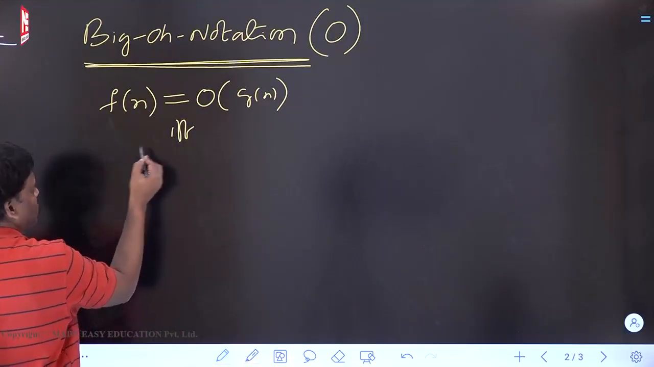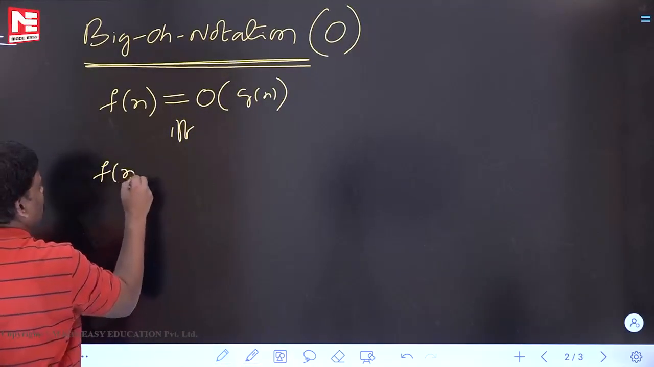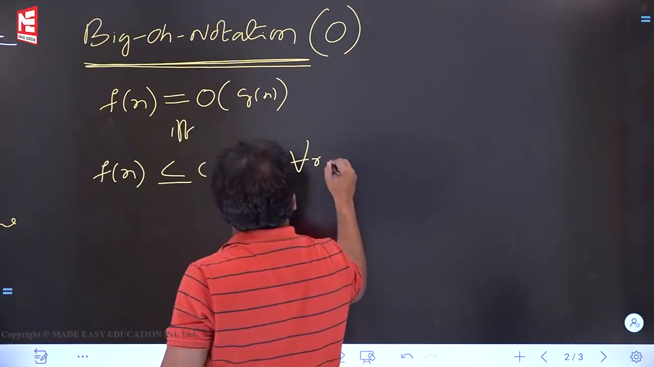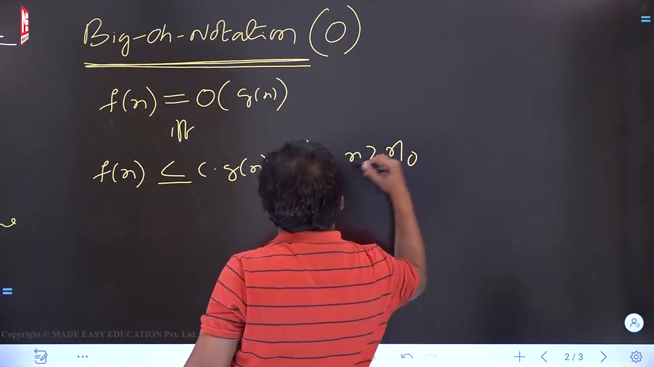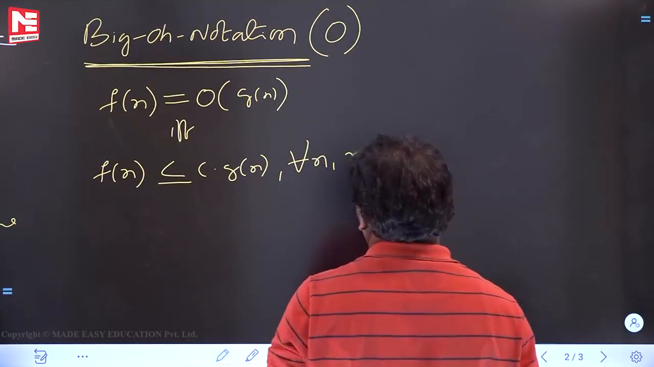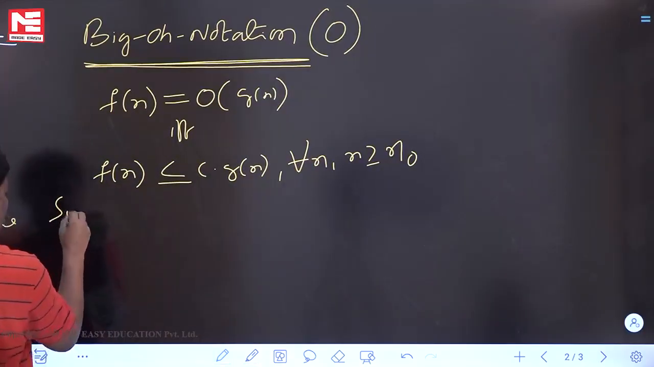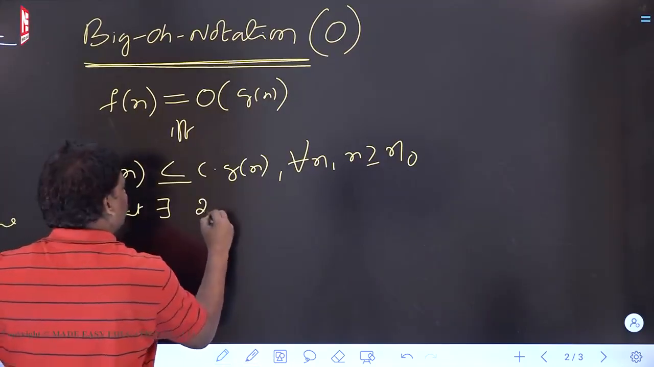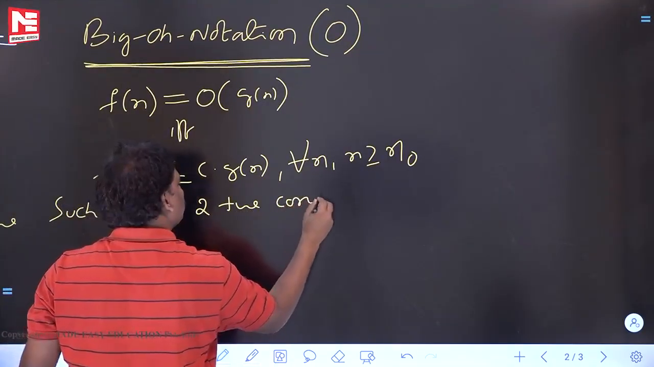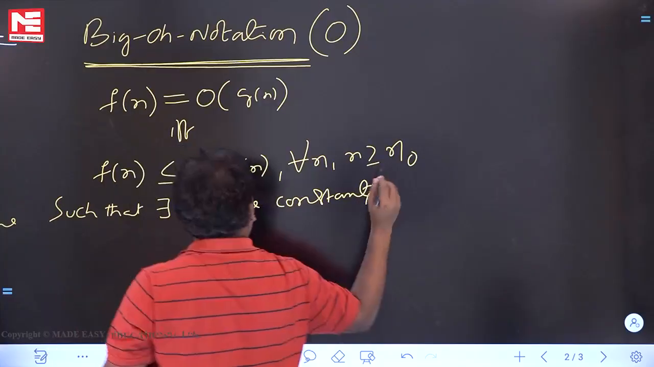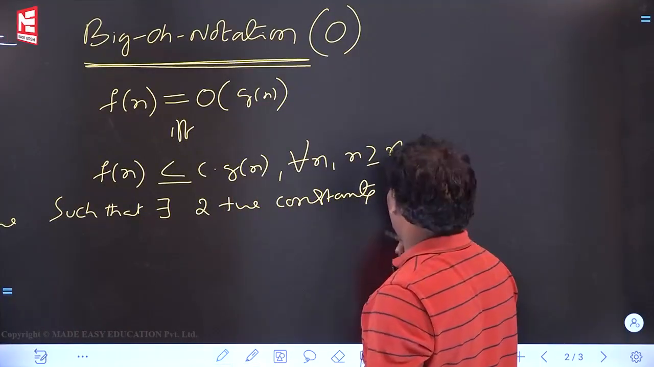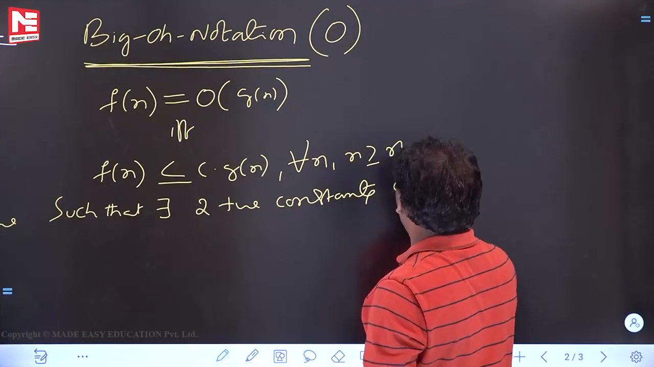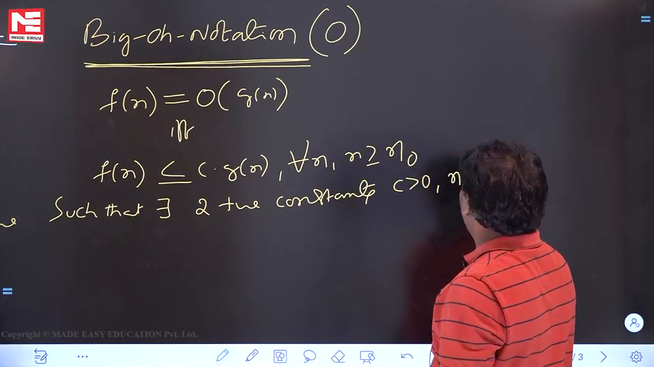Some people are asking, sir, what is the condition? See the answer. This is the condition: f of n is less than or equal to some c into g of n, for all n where n is greater than or equal to n0, such that there exist two positive constants, c greater than 0 and n0 greater than or equal to 1.